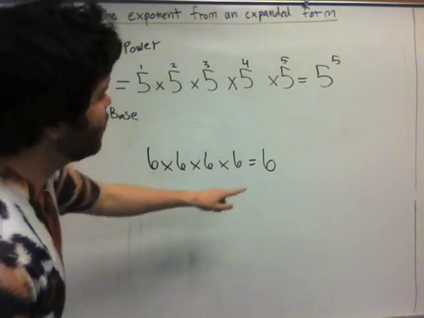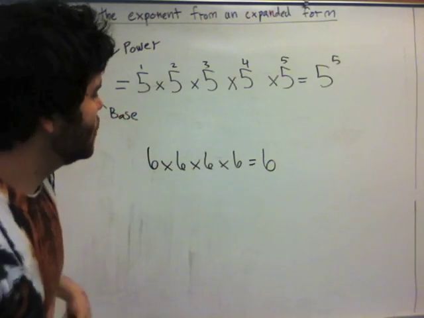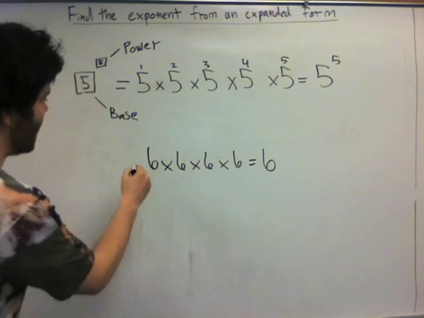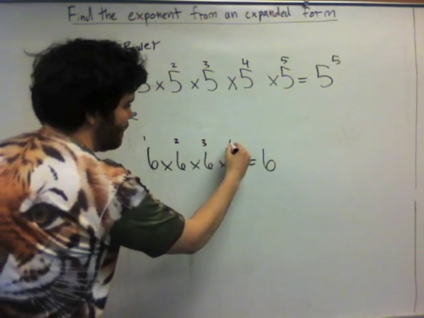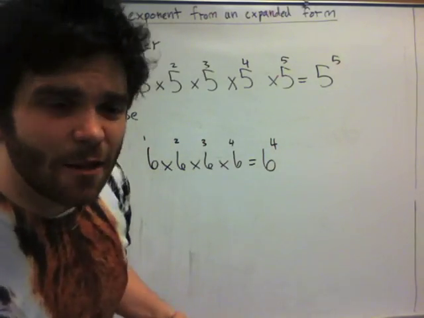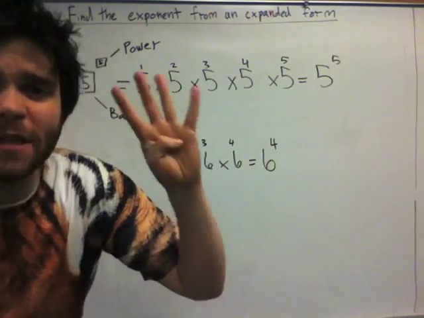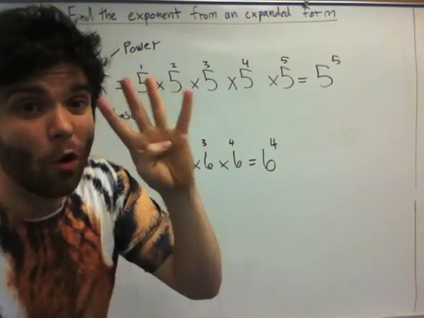Now, we know we need a power up here. So what's our power? Well, let's do our counting method again. Got 1 6, 2 6s, 3 6s, 4 6s. That's got to be 4 6s. 6 to the 4th, 6 times 6 times 6 times 6, 4 times. 6 to the 4th, 6 times itself 4 times.